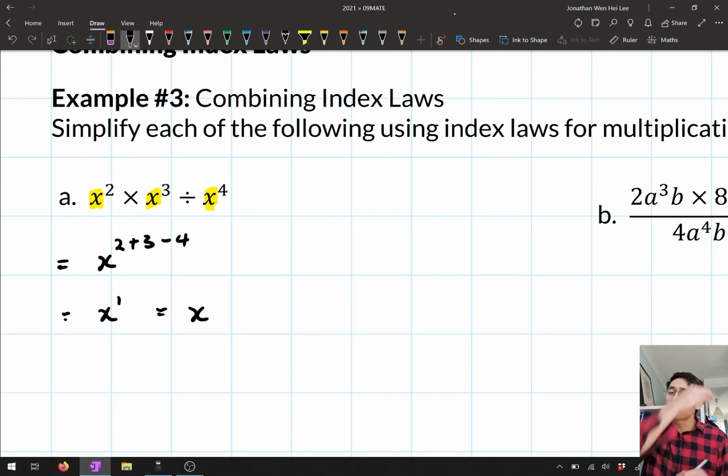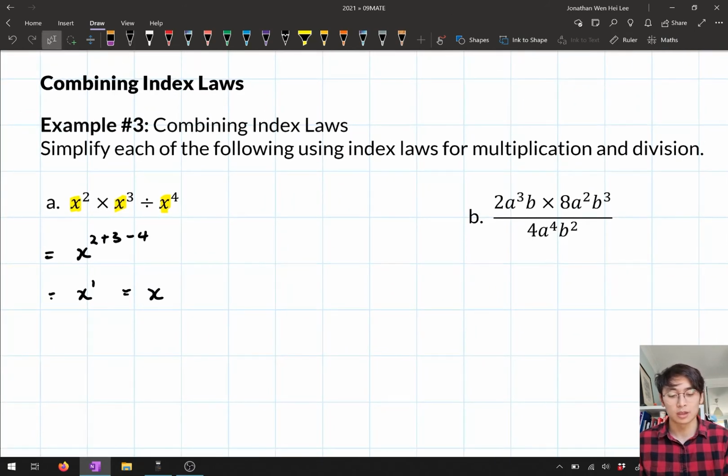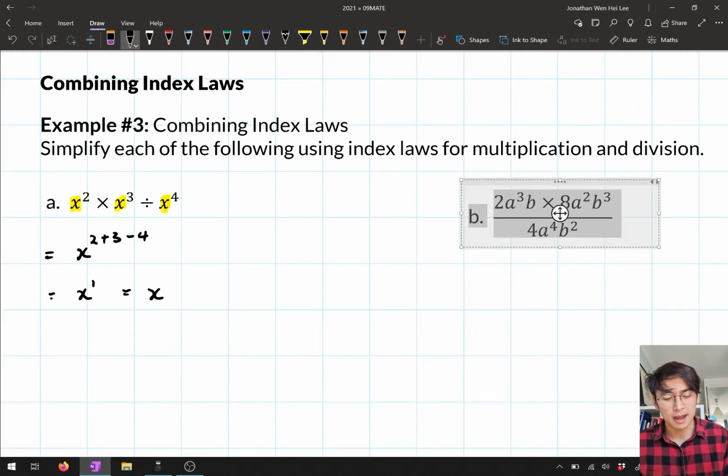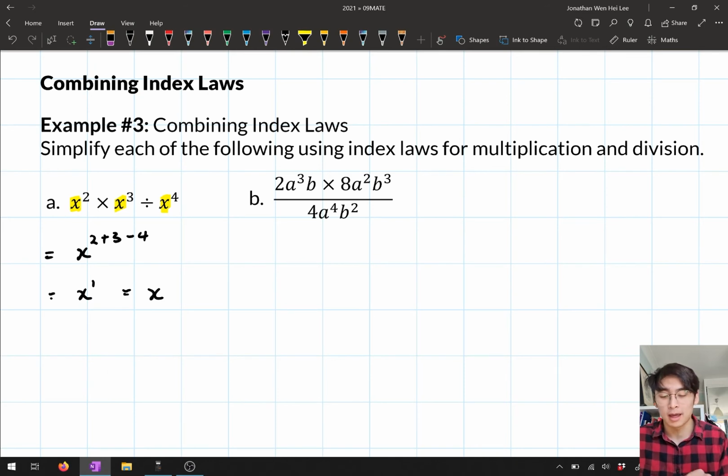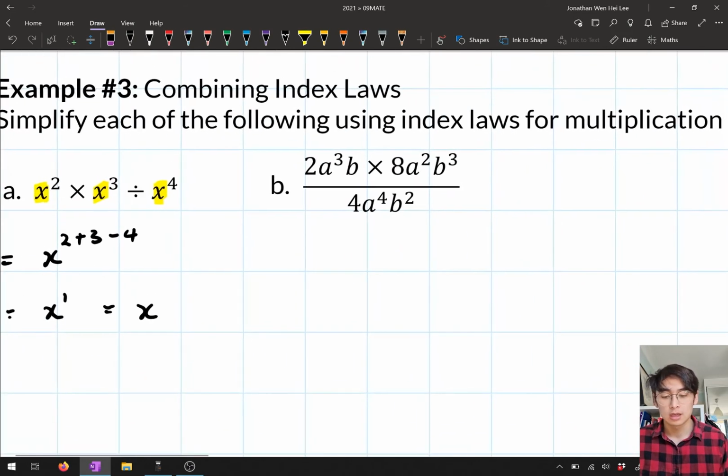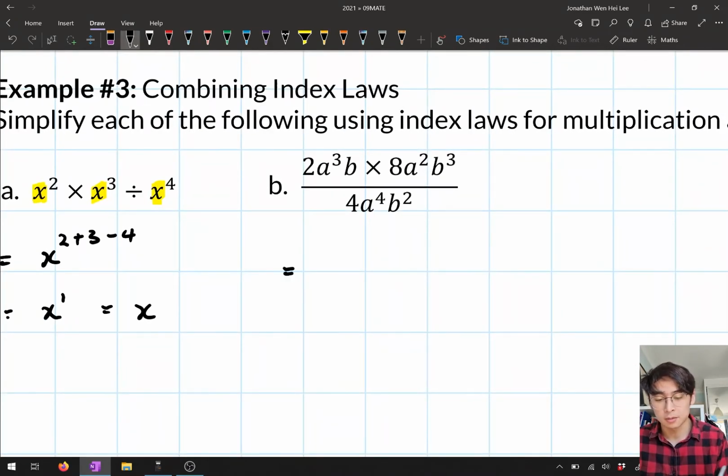So here we can apply our index laws for multiplication and division, and so we just went from left to right there. Okay, let's have a look at this next one. Now this one, I've got a fraction, but at the top of my fraction, I'm actually multiplying. Now when I'm doing these questions, what I usually prefer to do is actually fix up the multiplying at the top before I do the division. So here, let's go and do that. So I'm going to deal with the top part.